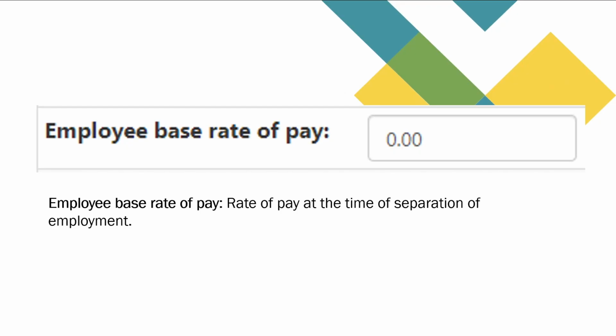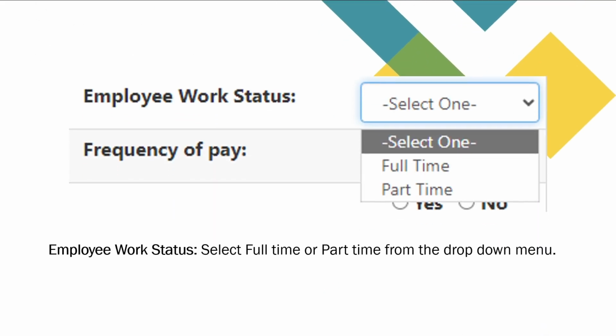The employee base rate of pay is exactly what it is. You're going to enter the rate of pay at the time of separation of employment. Employee work status, whether it was a full-time position or part-time position, you simply select one from the drop-down menu.